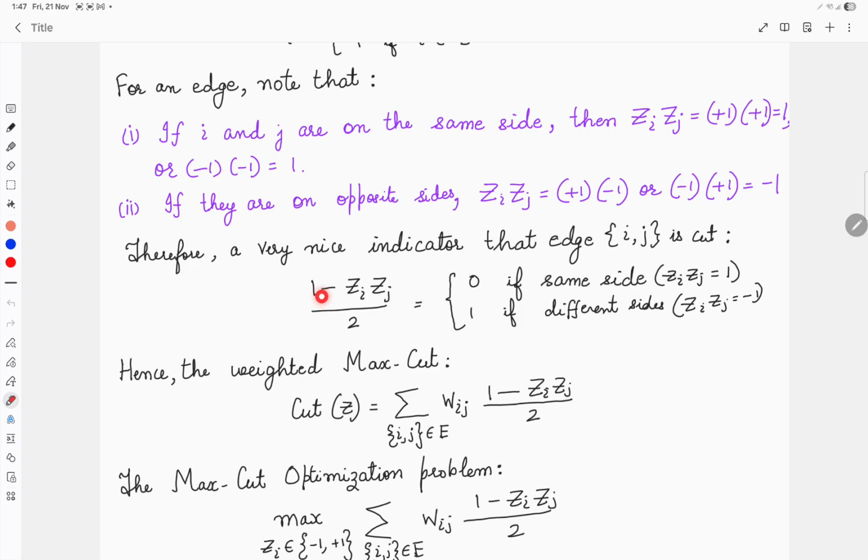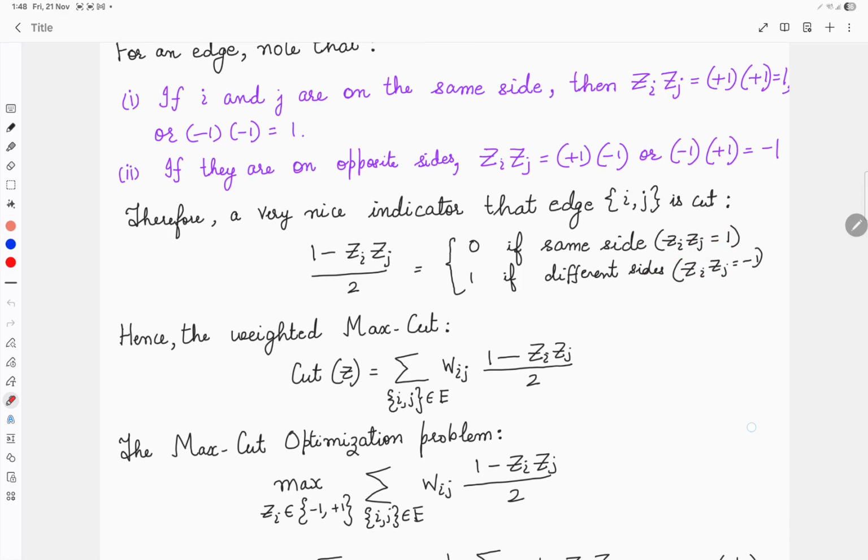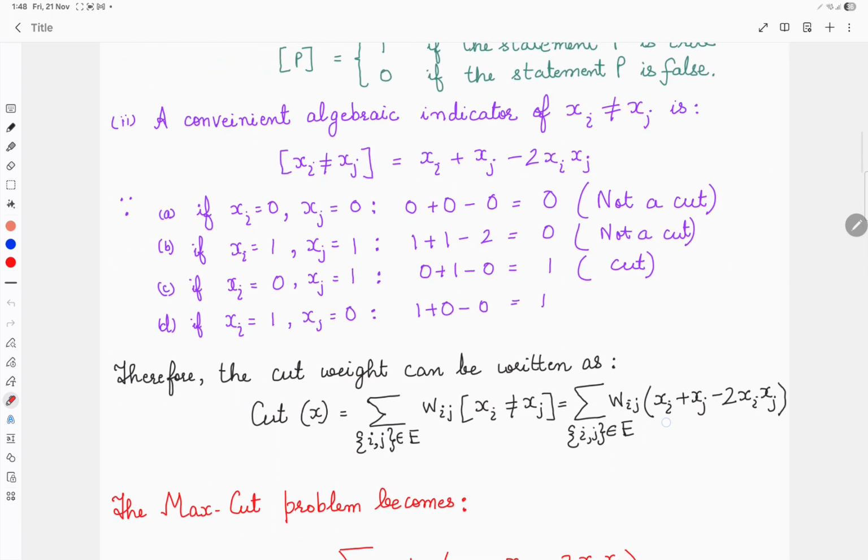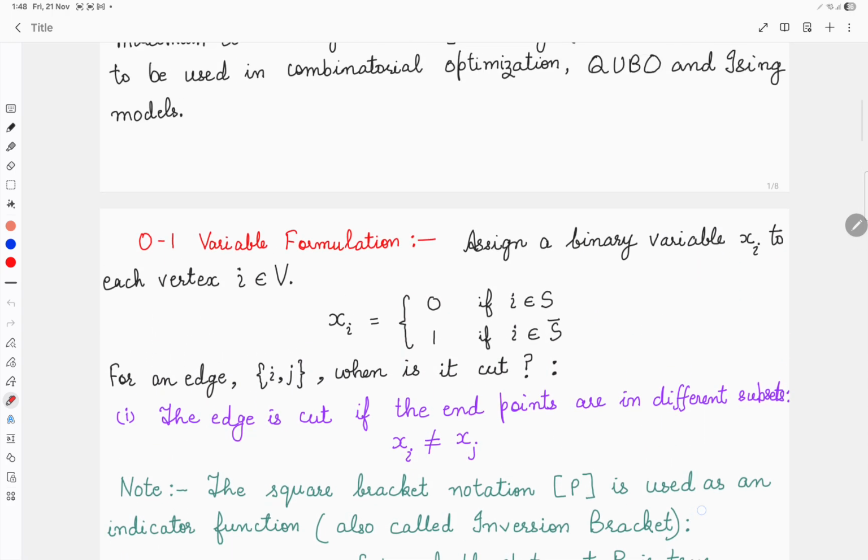So if this function 1 minus zi zj divided by 2 is equal to 0, then they are on the same side. That means the zi zj product will give me a value 1. If this is equal to 1, then they are on different sides, right? Then these i and j values will give me a cut which is a part of the MaxCut solution.